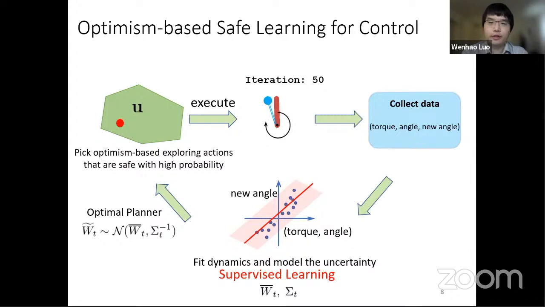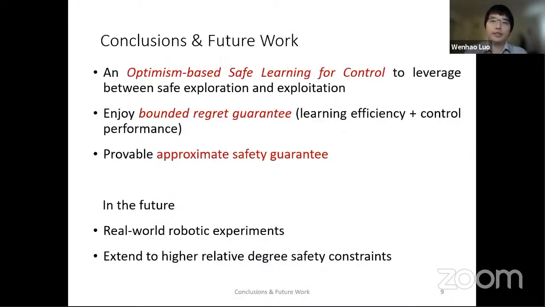So to wrap up, we propose a sample efficient, safe learning framework for control that enjoys, first of all, the bounded regret guarantee and also ensures the provable approximate safety guarantee. So the future work includes the experiment in the real world and also extending to more complicated safety constraints. With that, I'd like to conclude here.